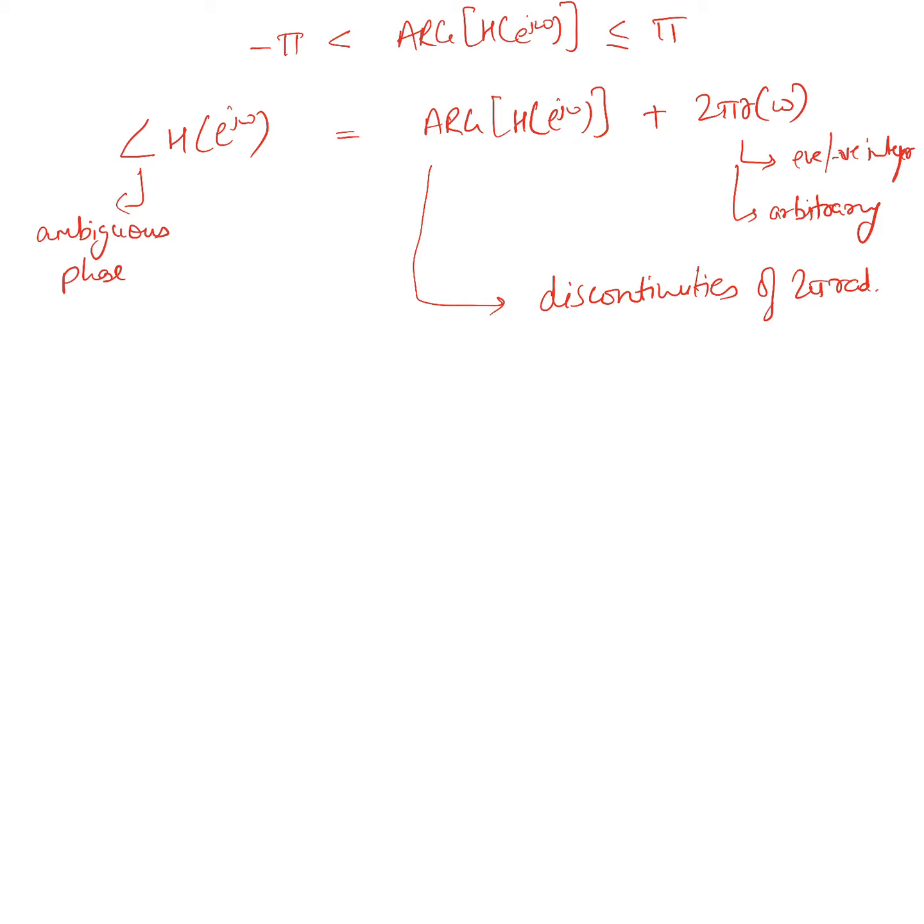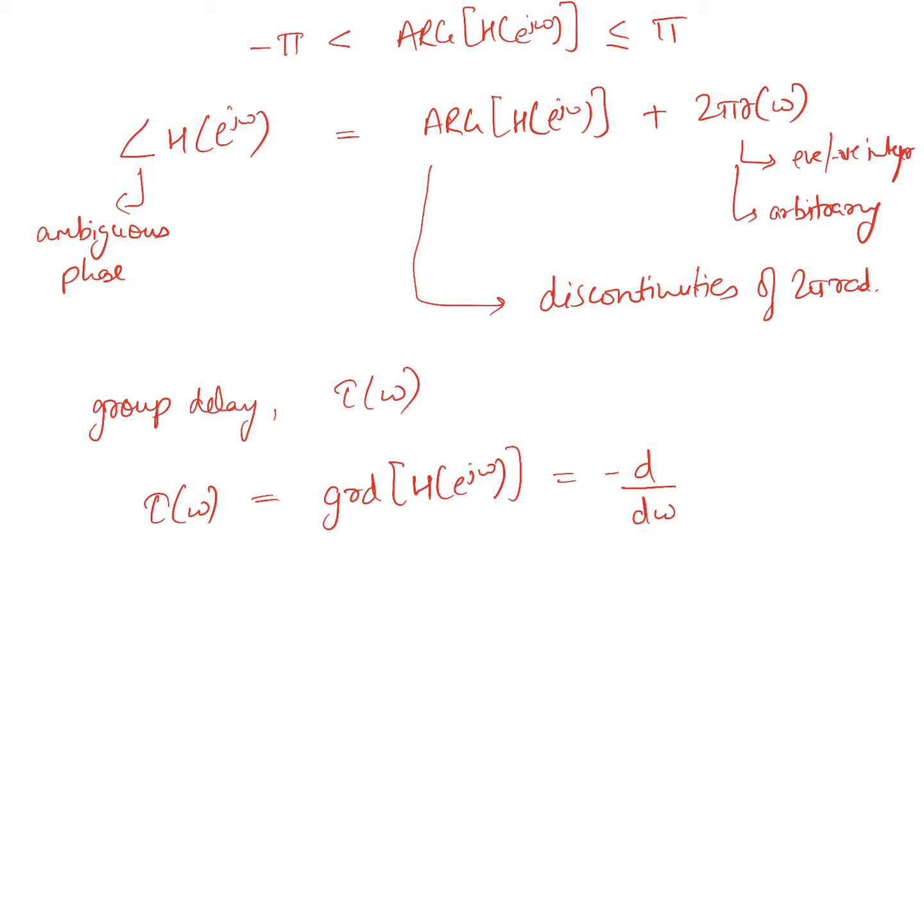Now coming on to the group delay, we denote the group delay by tau of omega. It would also be a function of omega. This is the representation of phase, and this tau of omega, which we can also write as the group delay of h of e to the power j omega, is computed by taking the negative of the derivative with respect to omega of the argument of h of e to the power j omega. So this is the small one.